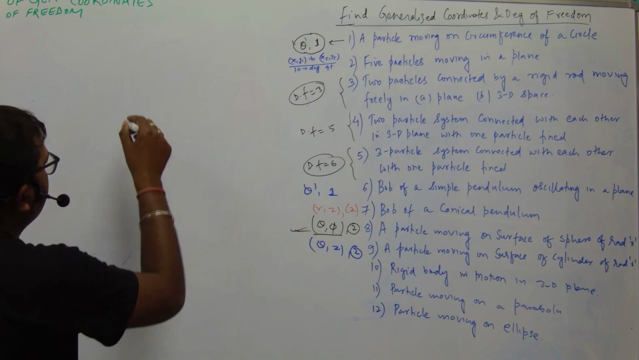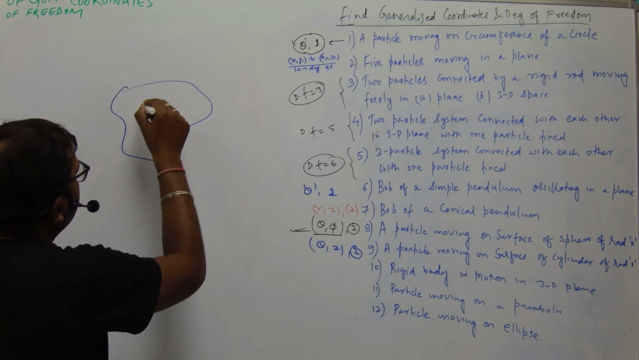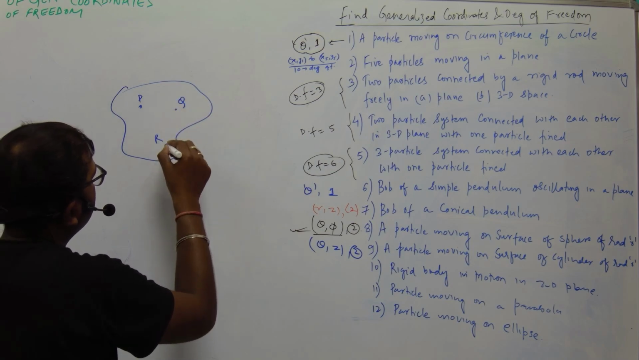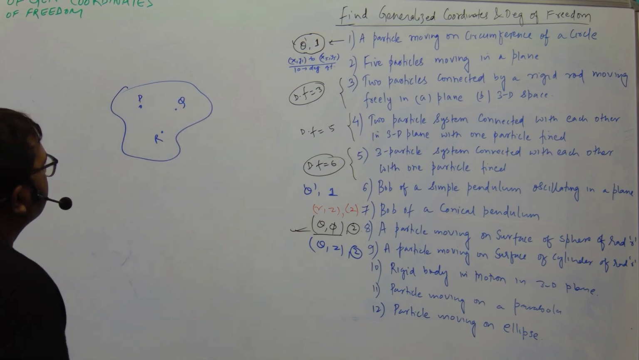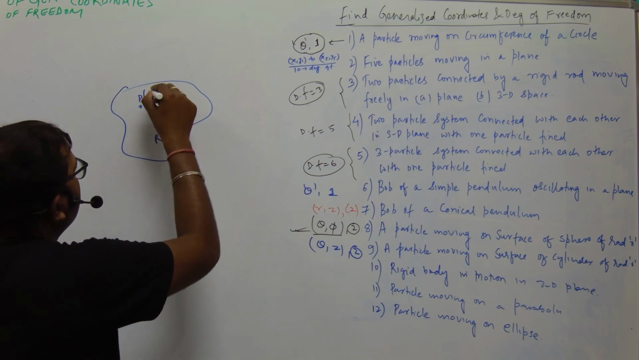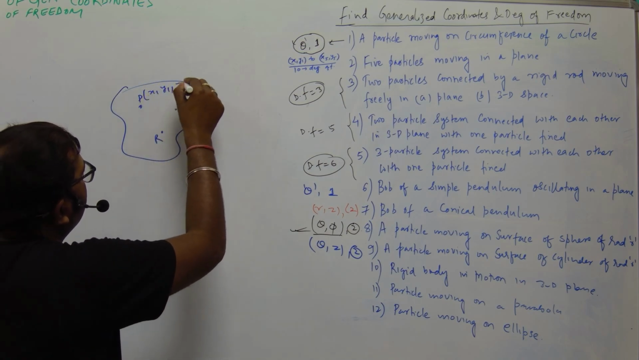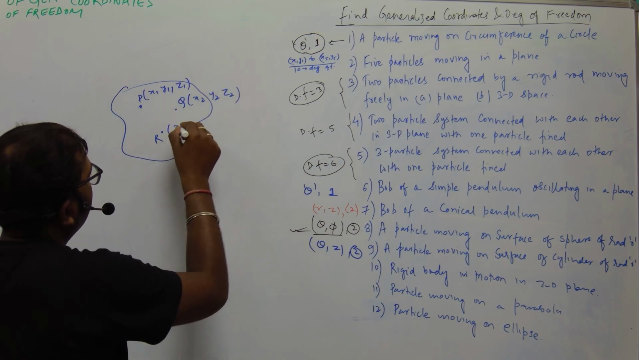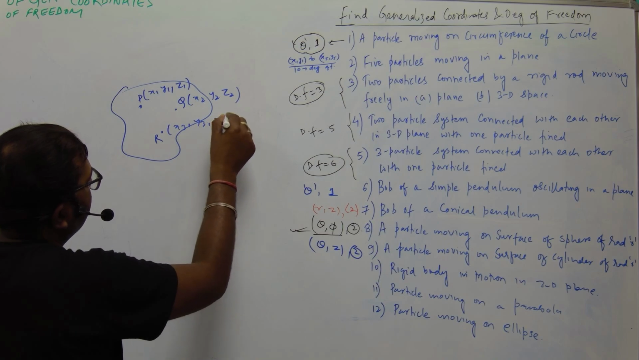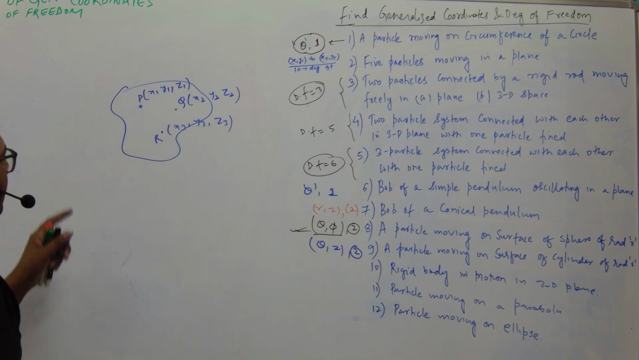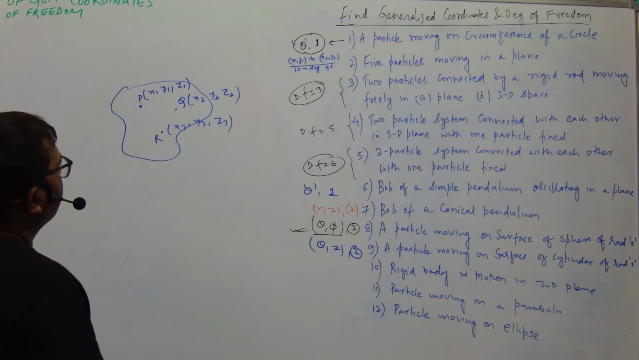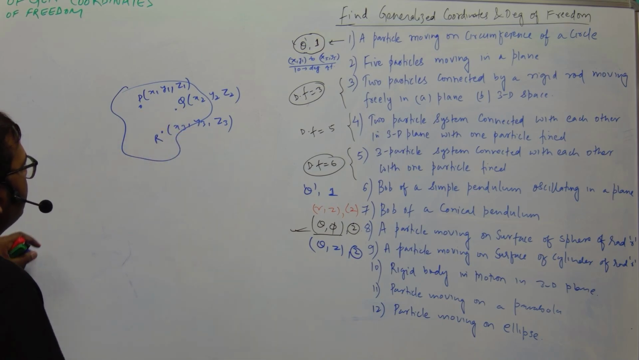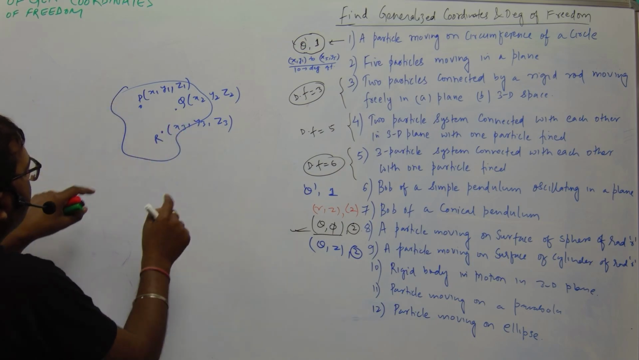So let us take a rigid body. Let us take points P, Q and R. Let us name these as x1, y1, z1, x2, y2, z2, x3, y3 and z3. So we have taken a rigid body and we have taken points. The distance between two particles, what is the property of a rigid body? The distance between two particular points is always constant.